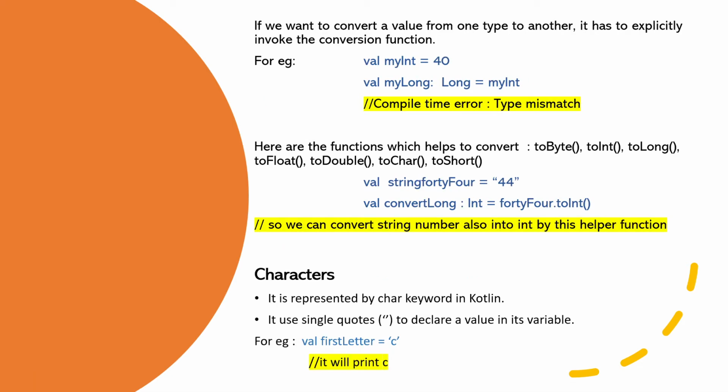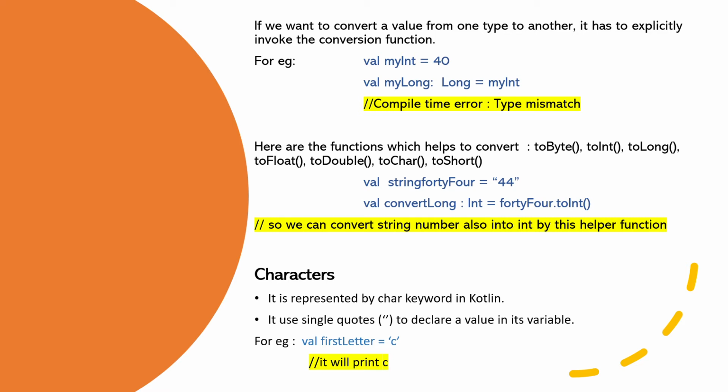Next, let's see how we can convert a variable from one type to another. If we try like this as shown in the example, myInt equals 40, then myLong equals myInt, it will throw a compiler error. So we can achieve conversion by the helping functions like toByte, toInt, toLong, and so on.